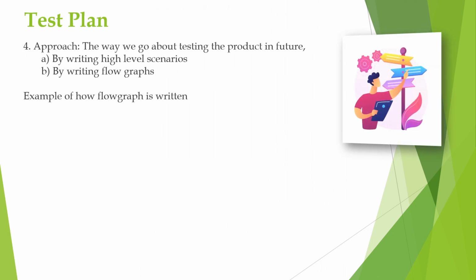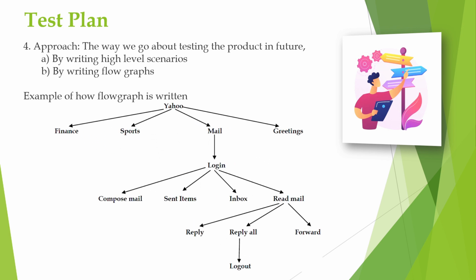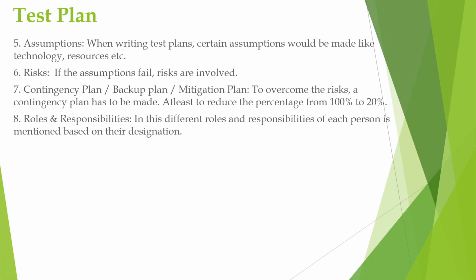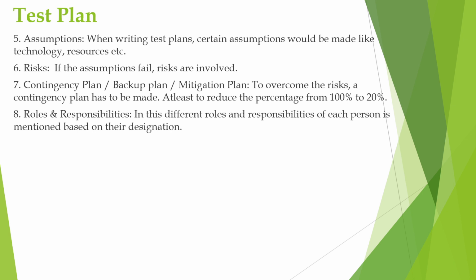Next section is approach. In this section, we are going to decide the way in which we are going to test the product. That is by writing high-level scenarios or through writing flow graphs. Here you can see how we write the flow graphs. Next section is assumptions. While we write the test plan, we will make some assumptions. That is, how many test engineers we would require for this project. Like that, we will make technology assumptions and resource assumptions and some other assumptions also.